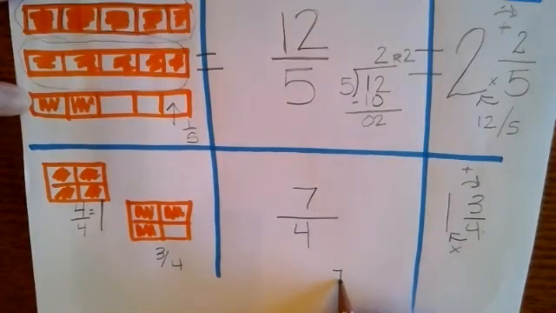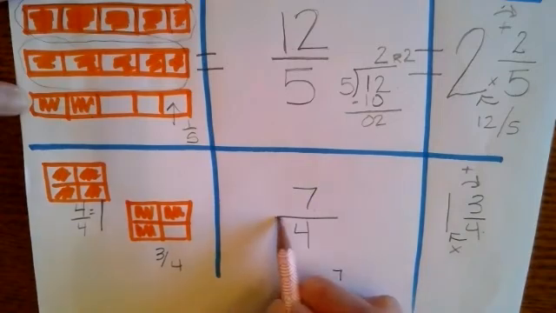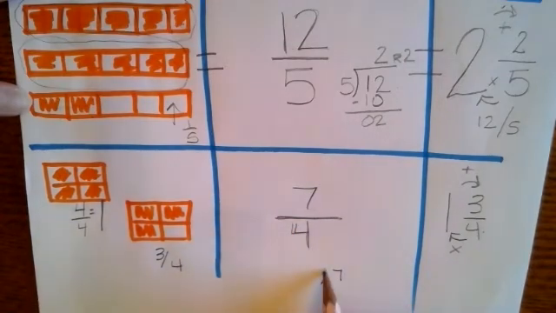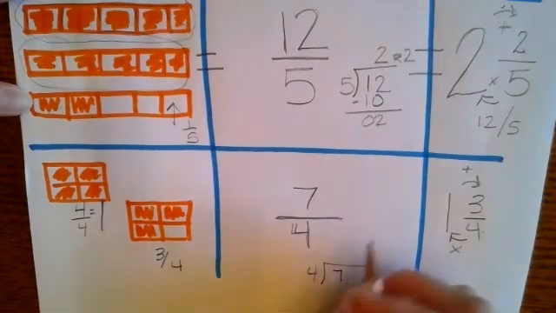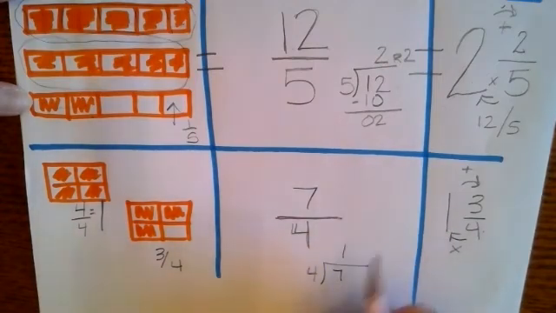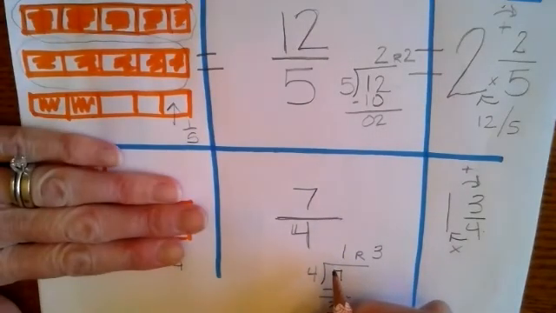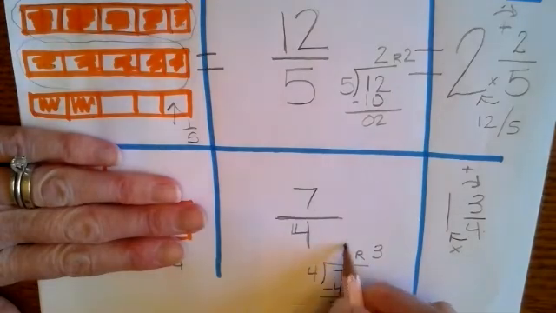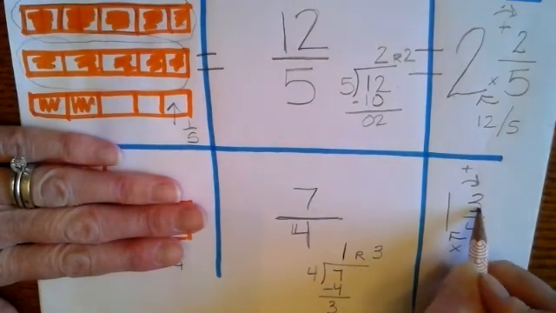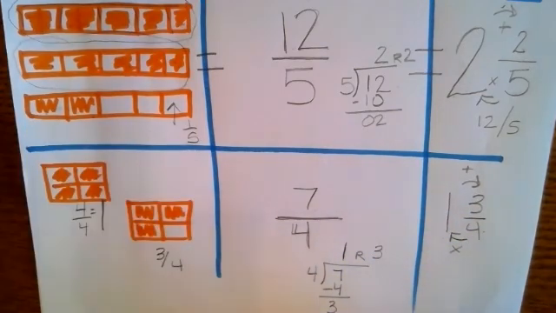Let's check it with our division. 7 divided by 4. 4 goes into 7. Let's see. 4, 8. Oh, we're already too far. So 2 is too much. Must be 1. Remember, if we didn't have this to look at, how we would come up with this is we would write 1 whole, because that's our quotient. The remainder tells us our numerator. Denominator stays the same.